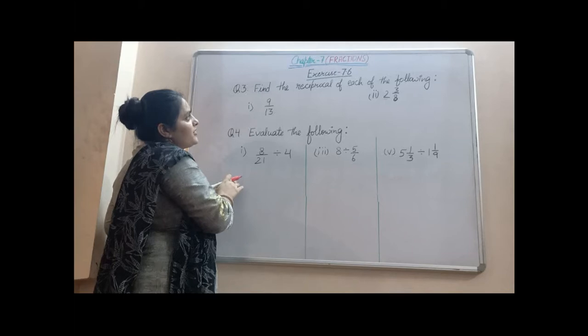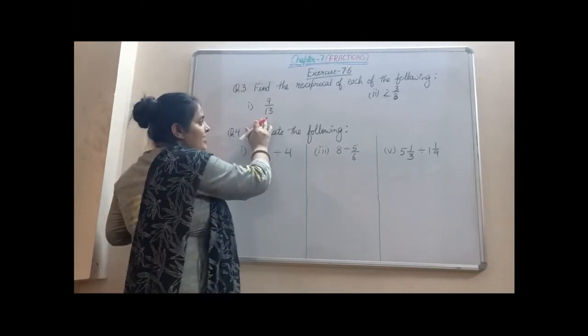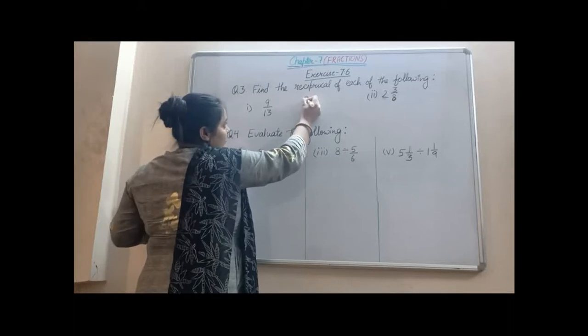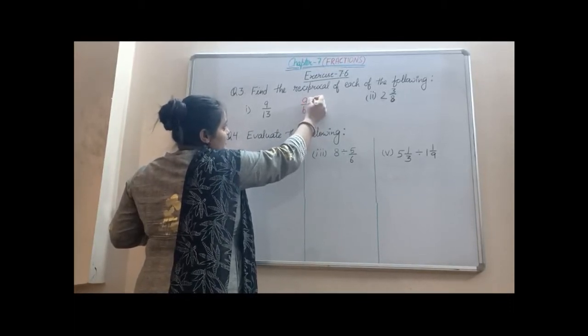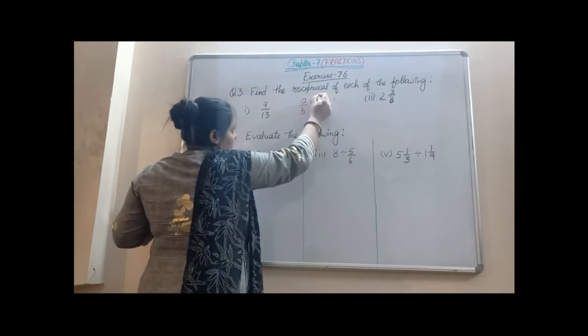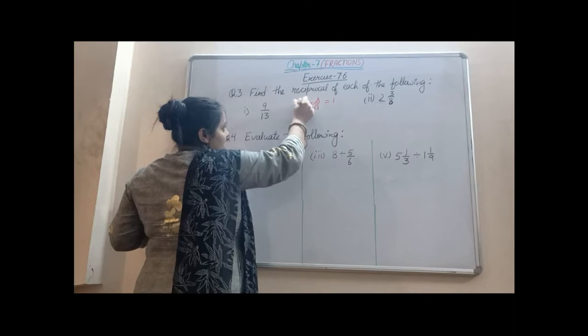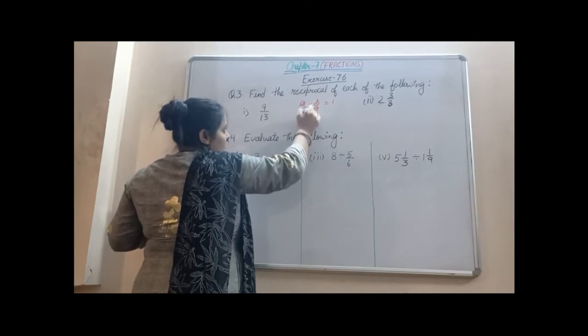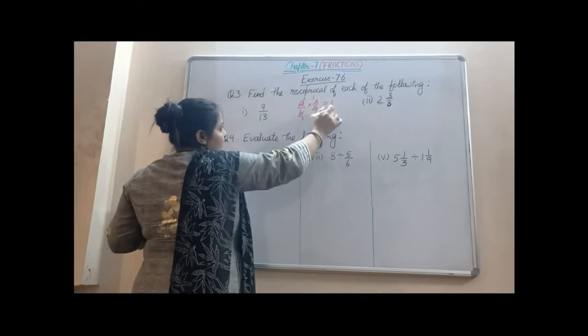Now question number 3, find the reciprocal of each of the following. So what is reciprocal? When we have any fraction, for example a by b is a fraction, and we are going to multiply it with another fraction such that our product is 1. So let the other fraction be b by a. So b is cancelled by b and a is cancelled by a. So 1 1 1 1. 1 into 1 will be 1 and 1 into 1 will be 1. 1 by 1 is 1.